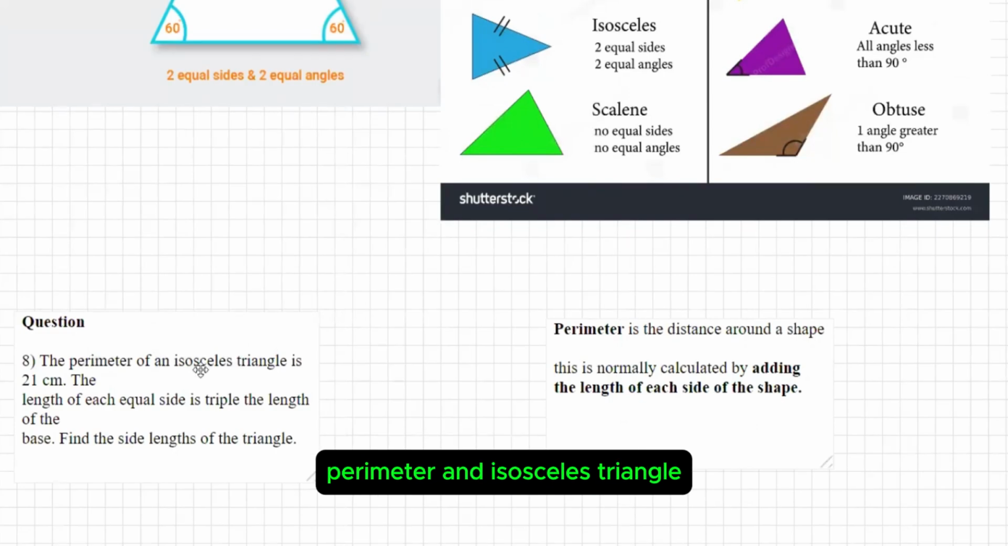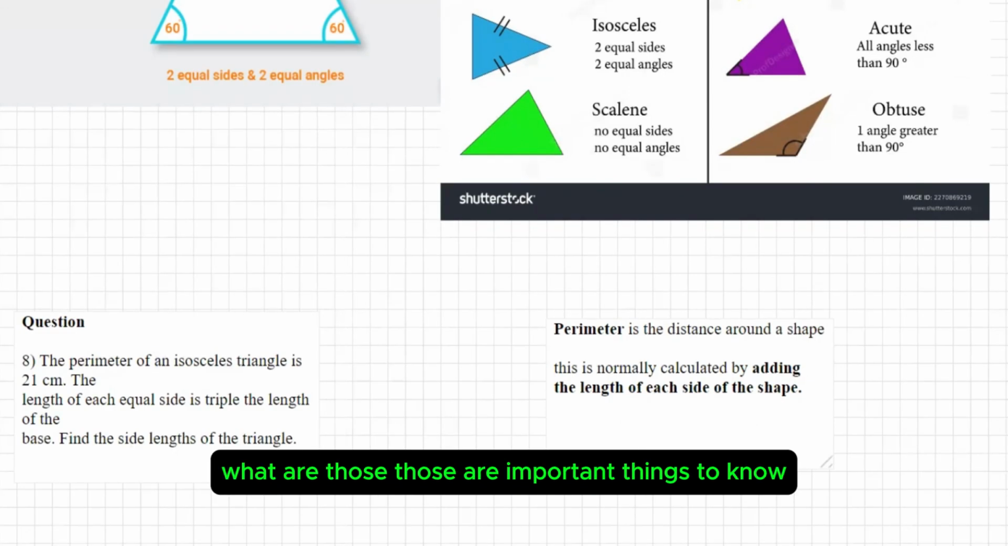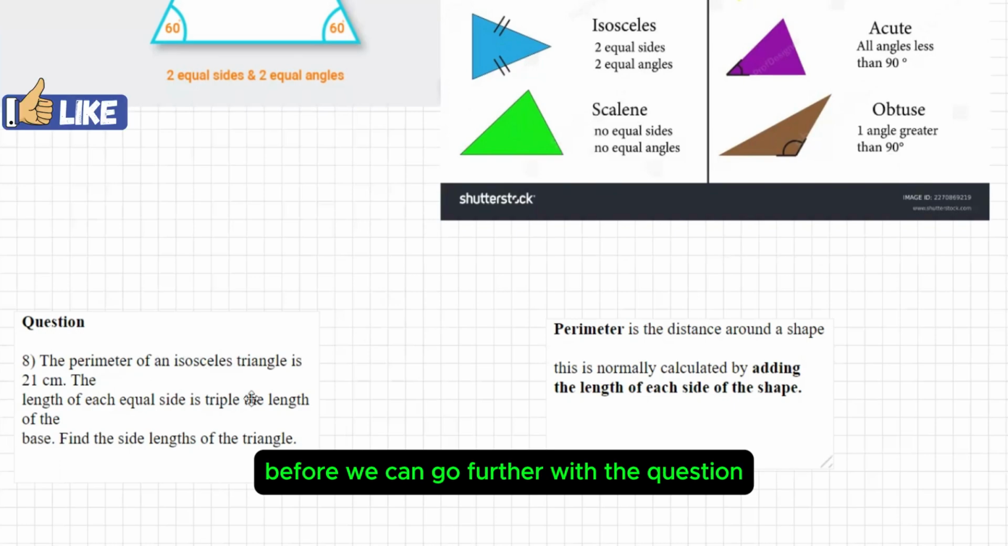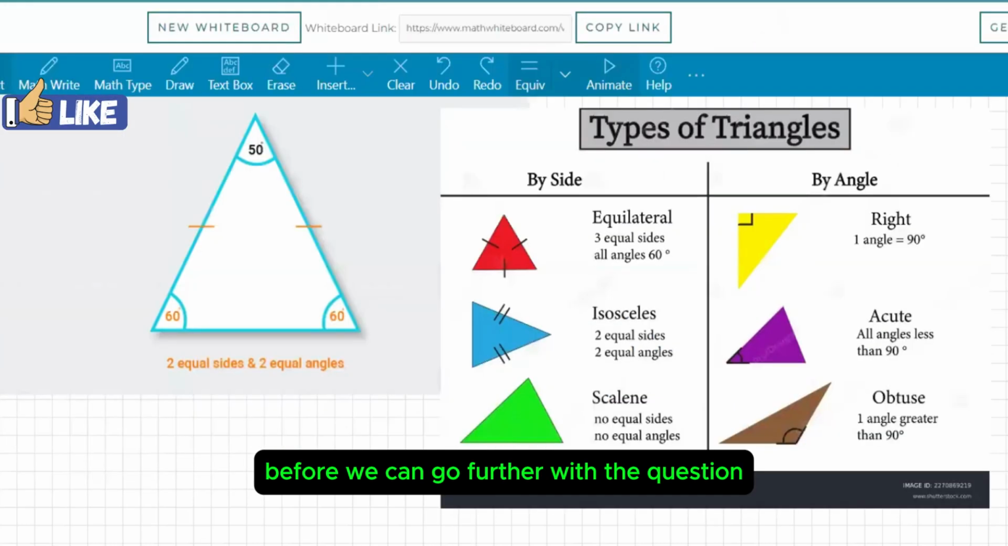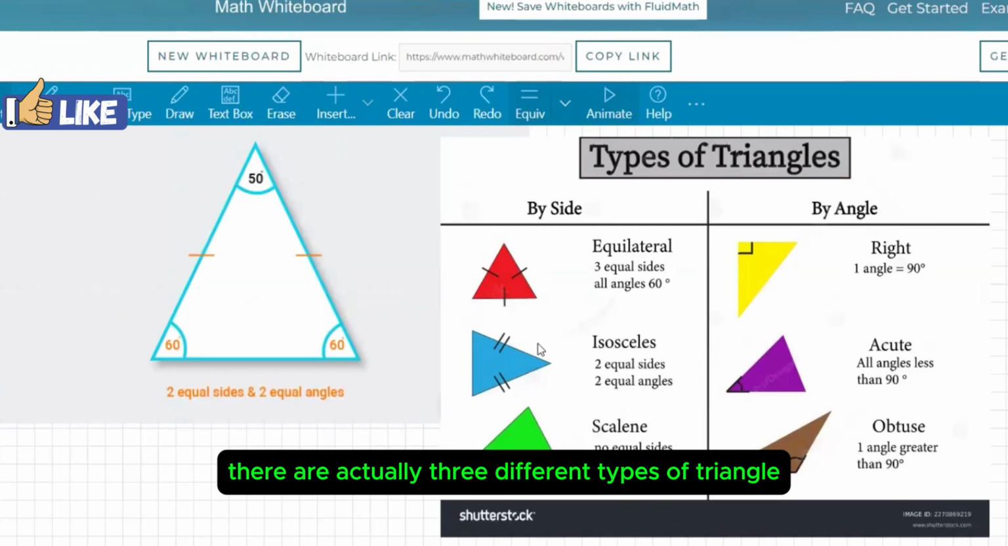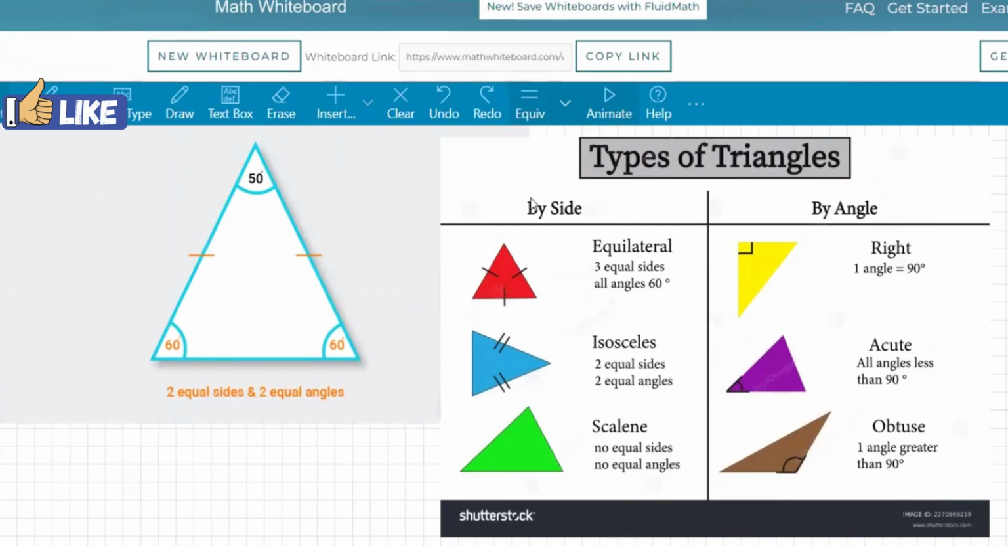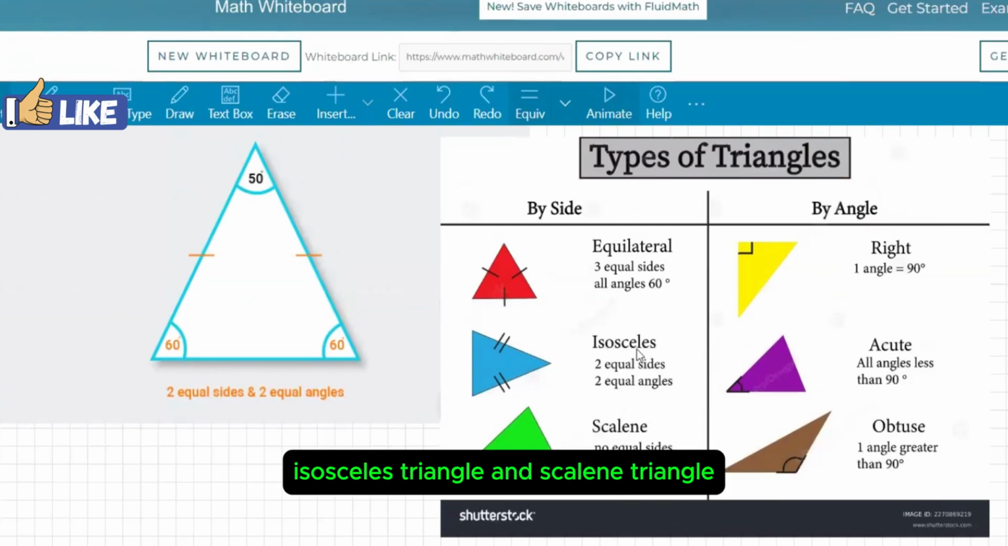Perimeter and isosceles triangle. What are those? Those are important things to know before we can go further with the question. So there are actually three different types of triangle: equilateral triangle, isosceles triangle, and scalene triangle. In this question, they say isosceles triangle.